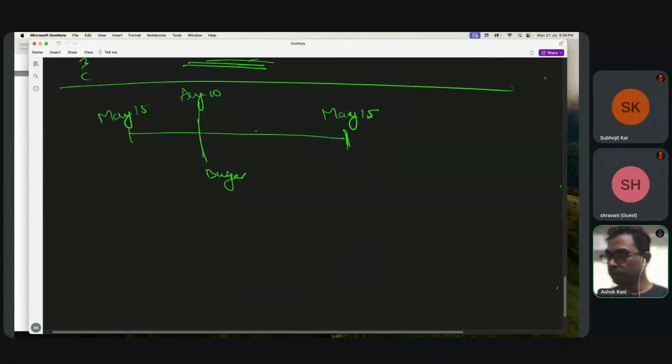Now you tell me, when is the next interest payment? On May 15, interest is paid for all the previous time. Now next interest payment will happen on May 15. But in between, in August, assume that you are the seller, you have sold it, and the buyer becomes the owner on 10th August. Now from here on, the buyer is the owner. So when May 15 comes, whom will the company pay interest? To the buyer or to the seller?